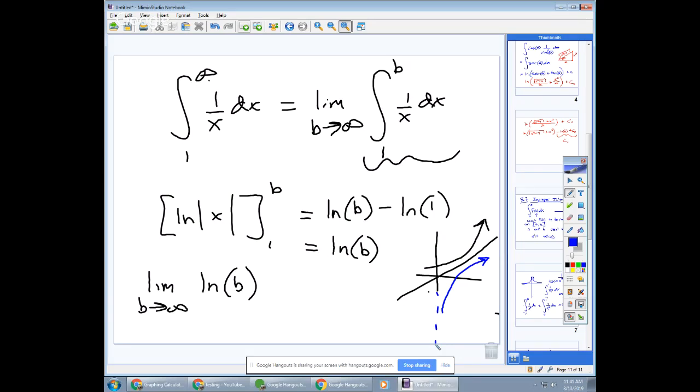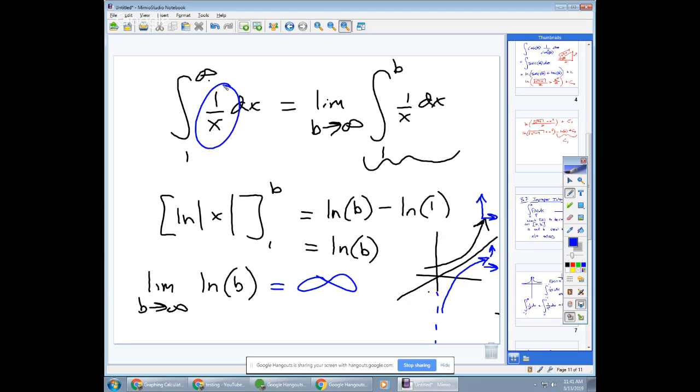But just like the exponential function goes up and to the right forever, so also the natural log goes up and to the right forever. Now it grows very slowly. If you look way out on the natural log, you'll see it's not climbing very fast, but it is always climbing. So it grows without bound, which we're going to call infinity. So is there a finite amount of area under 1 over x? The answer is no, there is not.